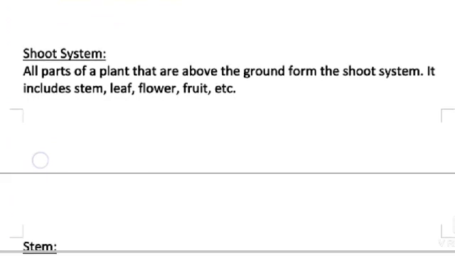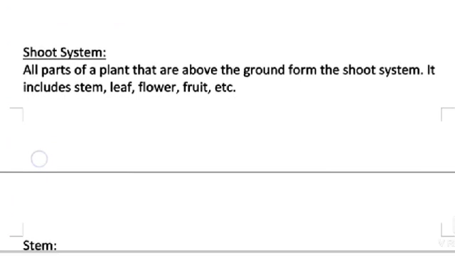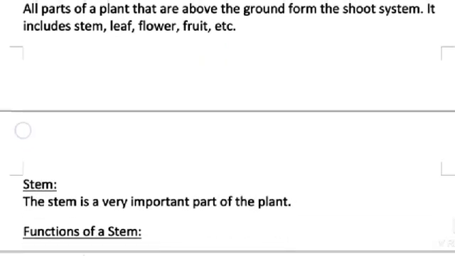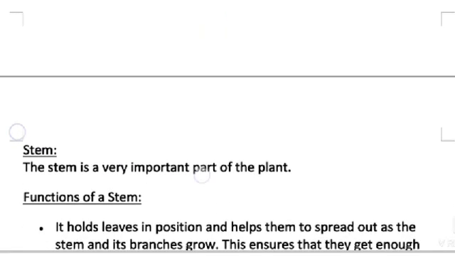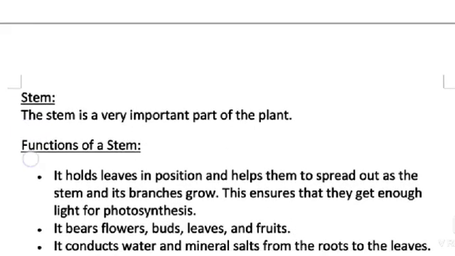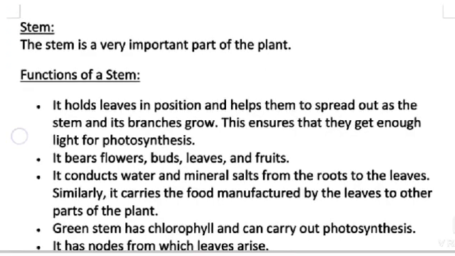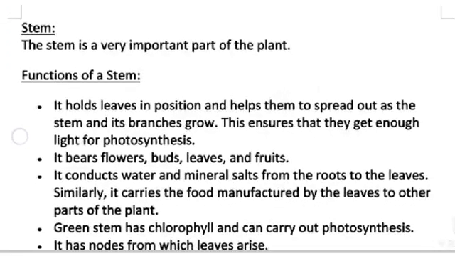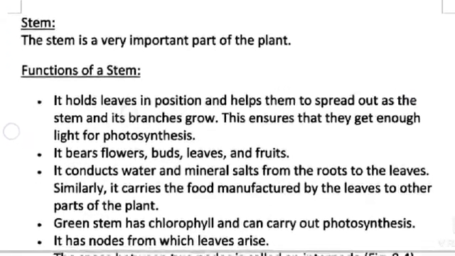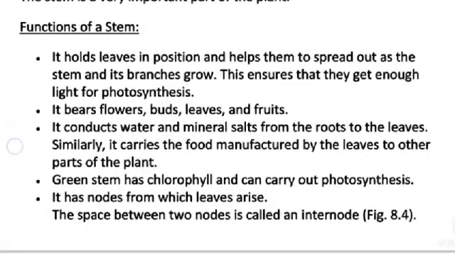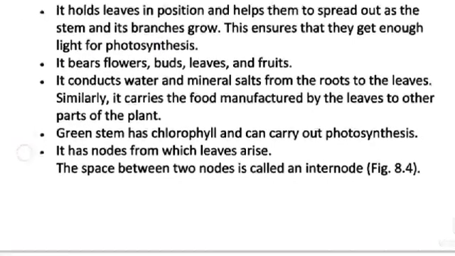The shoot system. All parts of a plant that are above the ground form the shoot system. It includes stem, leaf, flower, and fruit. Stem. The stem is a very important part of the plant. Functions of stem: it holds leaves in position and helps them to spread out as the stem and its branches grow. This ensures that they get enough light for photosynthesis.